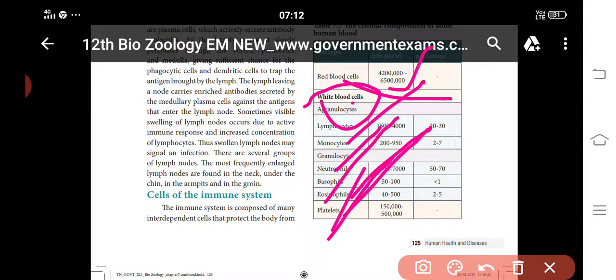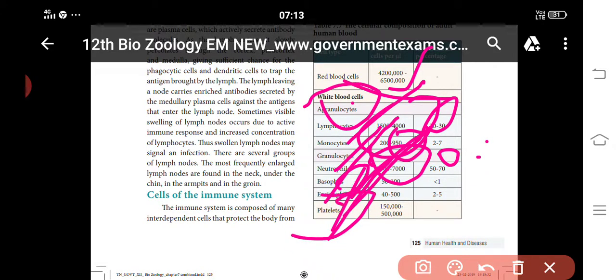In this set, lymphocytes are 1500 to 4000, approximately 20 to 30%. Monocytes are 200 to 950, 2 to 7%. Next, the remaining counts and percentages are listed, with platelets at about 150,000 to 450,000.